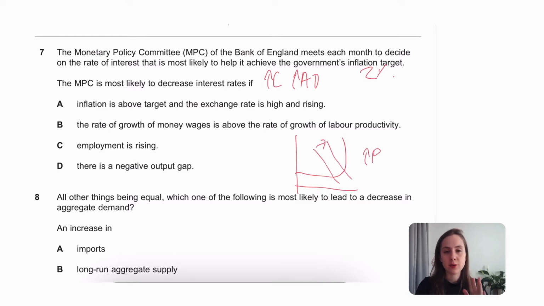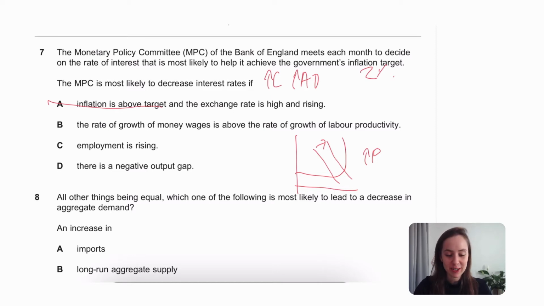So we're looking for a situation where prices are quite low, or output is quite low. So inflation is above target, just the opposite of what I've said. The B sums, I'm skipping that for now.